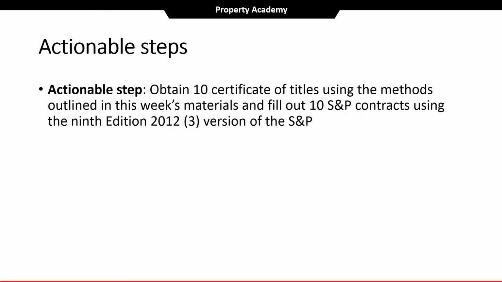So this week's actionable steps, I want you guys to go out and obtain 10 certificate titles. And I want you guys to fill out 10 sales and purchase agreements just to get used to it. You don't have to actually present the agreement to anyone, or put an offer out to an actual vendor. All I want you guys to do is get used to putting pen to paper and filling out an S&P so it makes sense and you understand it. So again, the actionable steps for this week are to obtain 10 certificate titles and fill out 10 sales and purchase agreements, so you get used to the feeling of putting pen to paper, writing out an actual live contract.